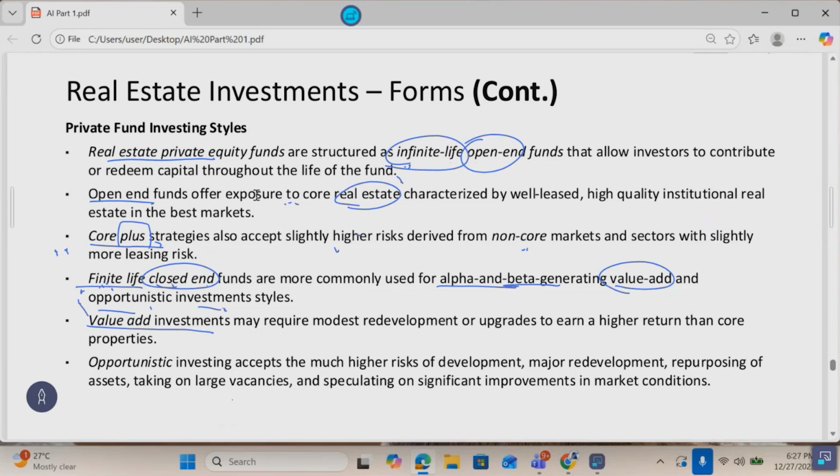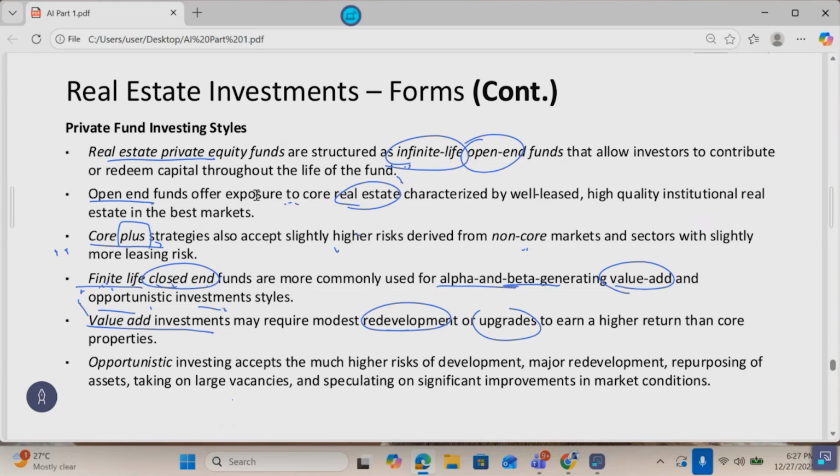Now, what is value add? Value add is where they're trying to create value to the investments, right? Maybe they'll do a redevelopment or an upgrade. Let's say a building is going to undergo redevelopment. This fund will say, okay, fine, we'll take over the building. We'll pay 25 crores, we'll redevelop it, we'll invest 25 crores more, we'll make a new building and we'll sell to new people and we'll make 100 crores. So they made a profit of 50 crores, right?